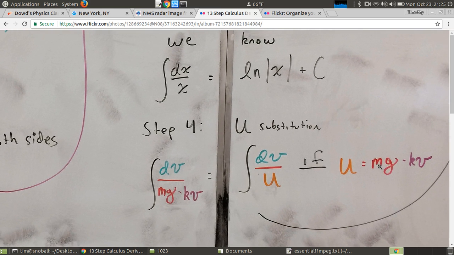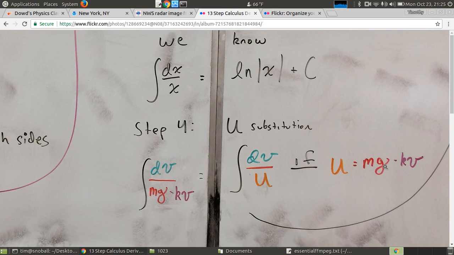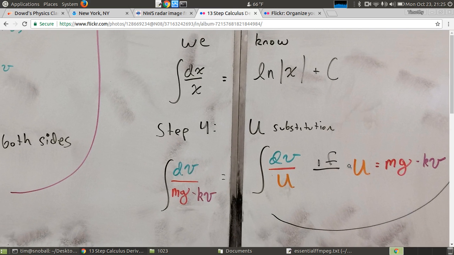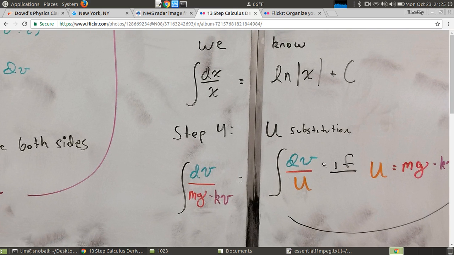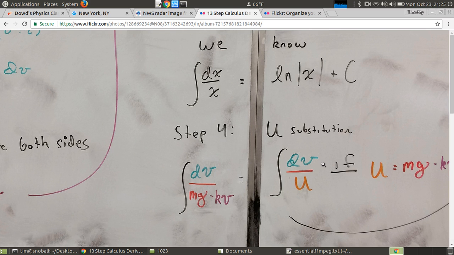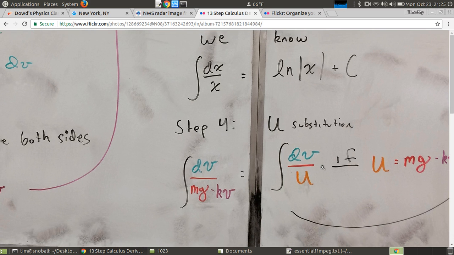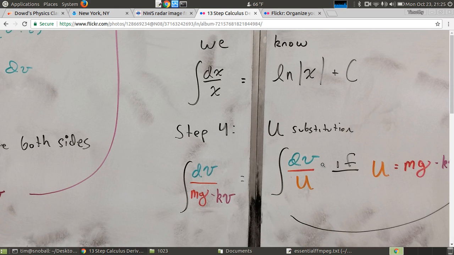So we're going to say U is equal to mg minus kv. And that makes us have an integral that looks a lot more like dx over x. It's not perfect though. It's dv over u. We would really need something that would be du over u. So we're not quite there yet, but we're almost there. And what we need to do now is get rid of dv.